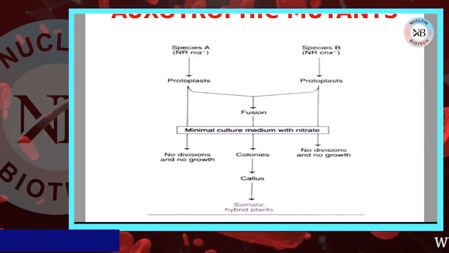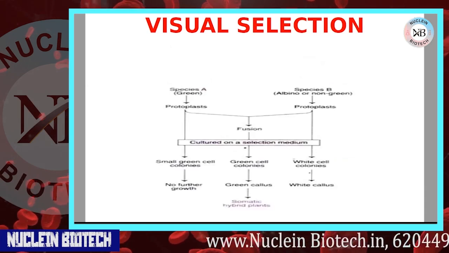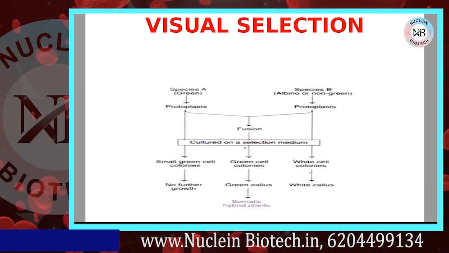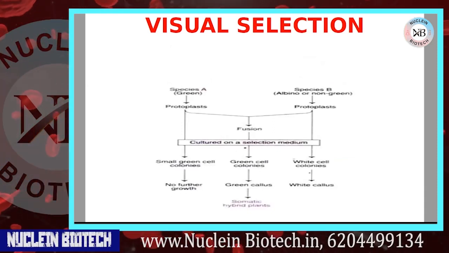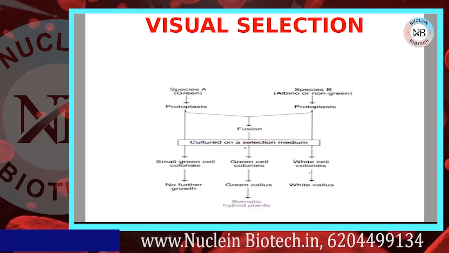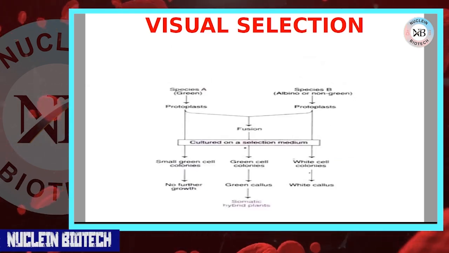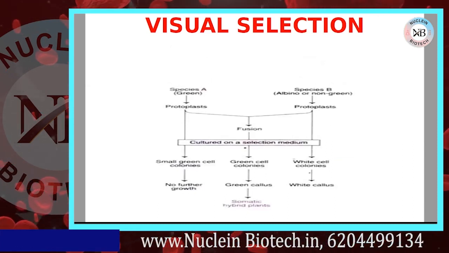Now again there are two approaches. The first one is visual selection coupled with differential media growth. There exist certain natural differences in the sensitivity of protoplasts to the nutrients of a given medium. Thus, some media can selectively support the development of a hybrid but not the parental protoplasts.